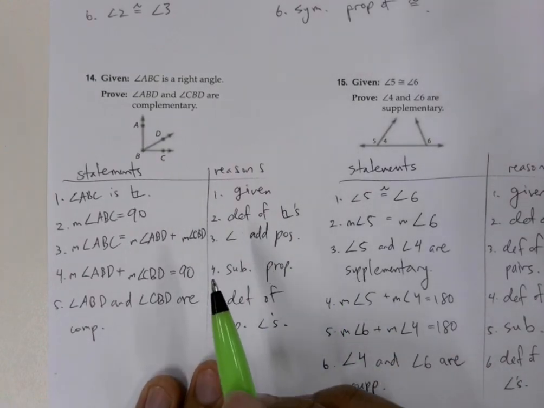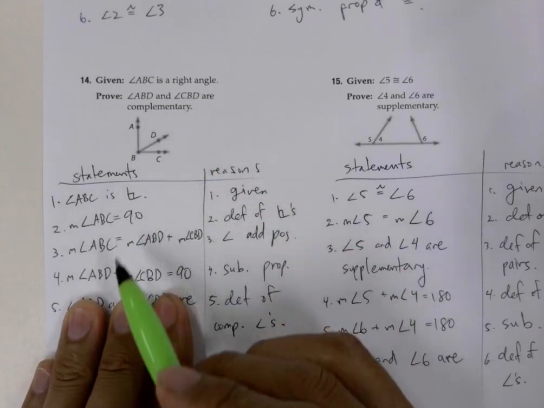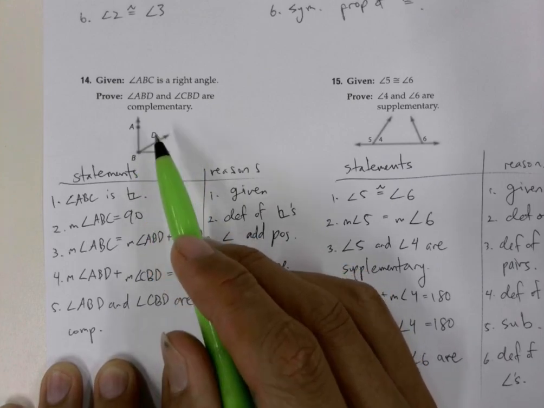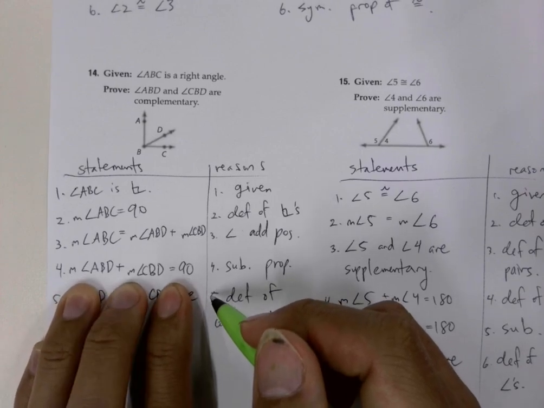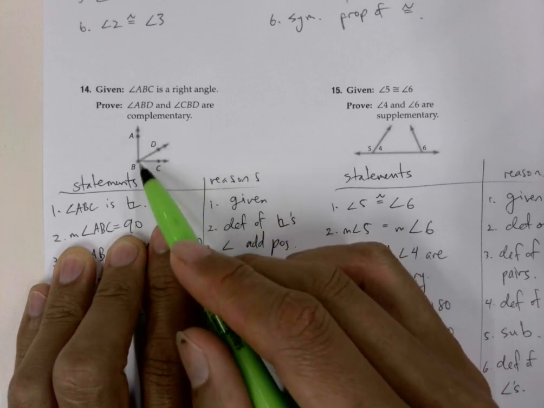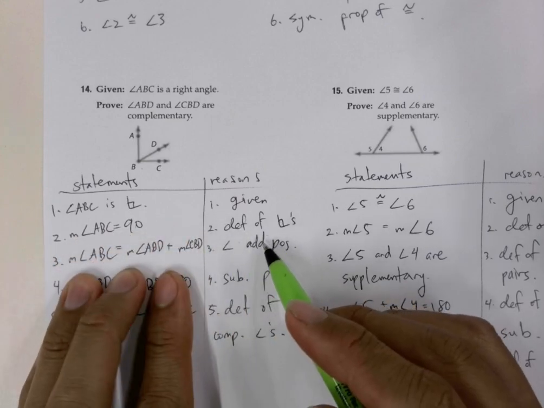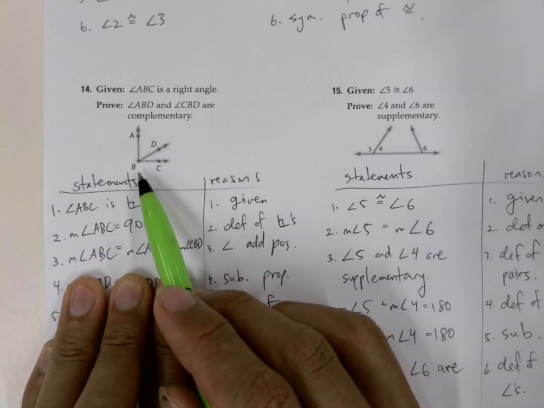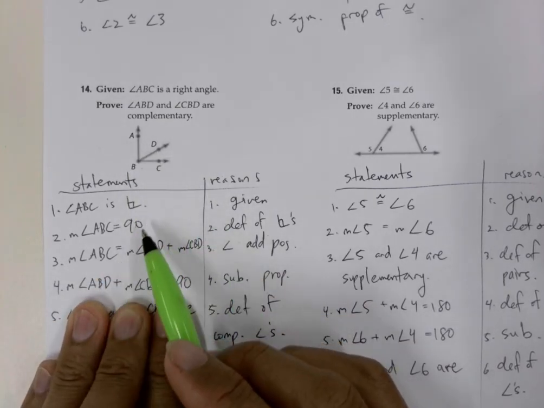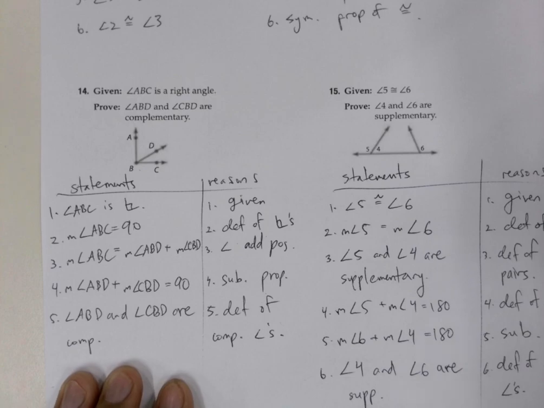Okay. And so what we need to do to prove that these two angles are complementary is we need to prove that the measure of angle ABD plus the measure of angle CBD is equal to 90 degrees, right? Step 4. That's how we got to get there. So we start by saying that the measure of ABC is equal to 90 degrees because of the definition of right angles. And then we use the angle addition postulate to say that the entire angle is equal to the sum of its parts. Then we do substitution to say that the sum of its parts is equal to 90 degrees. And then that gets us to our proof.